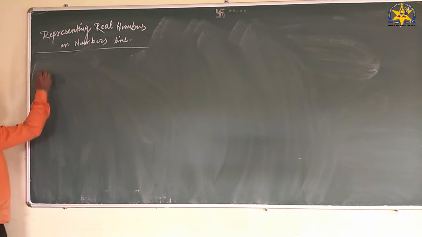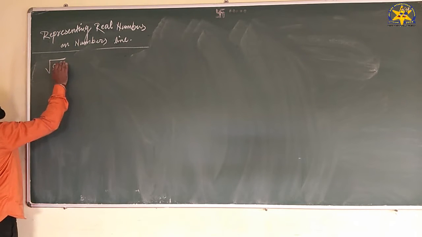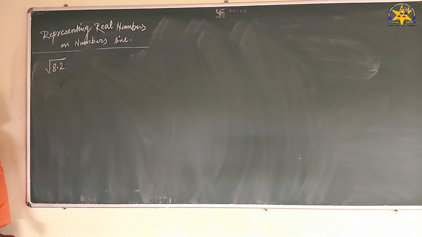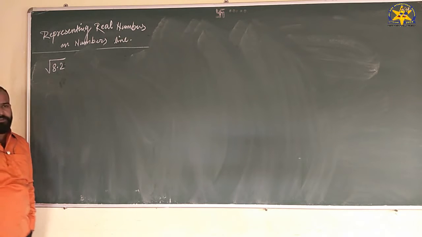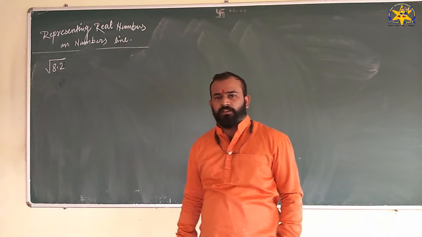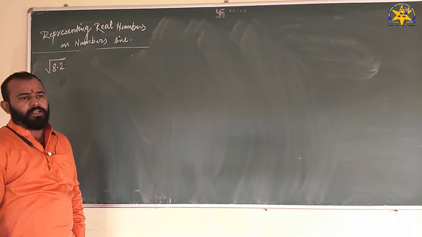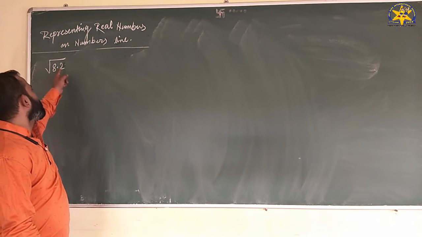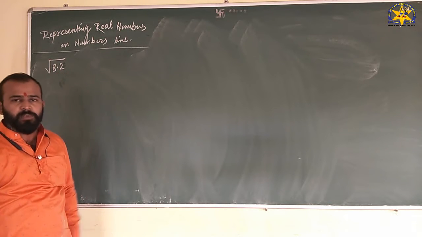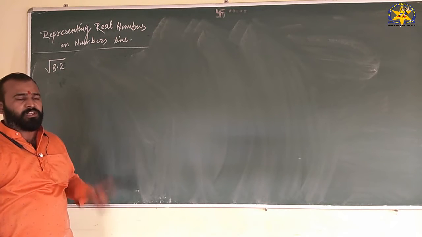So suppose we represent root 8.2 on the number line. So how to represent root 8.2 on the number line? We have learned how to represent root 2, root 3 on the number line. Now here is the time to see how to represent square roots of decimal numbers on the number line. Okay? So be careful, listen carefully.